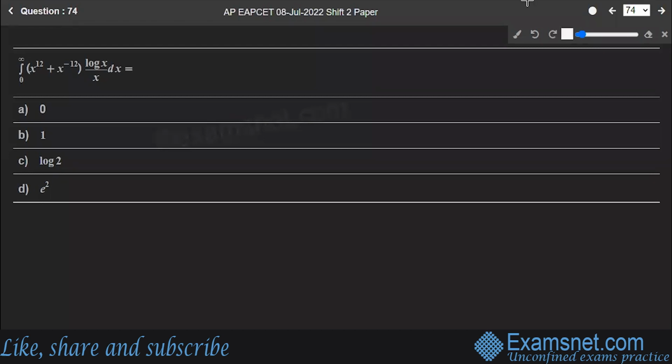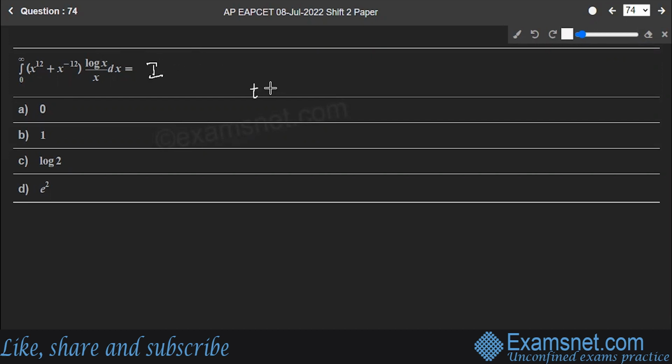Question number 74. It says integral 0 to infinity x raised to power 12 plus x raised to power minus 12 log x upon x dx is equal to what? So we have another integral problem before us. Let it be I. Now pay attention.